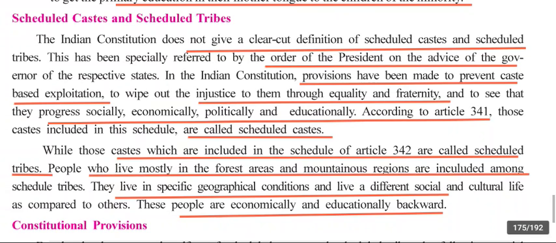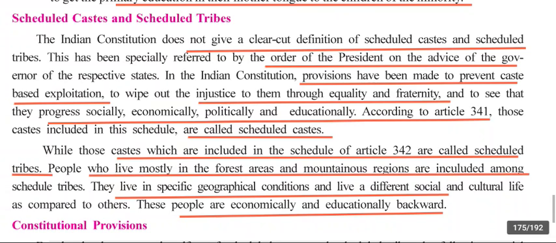Similarly, those castes which are included in the schedule of Article 342. So in Article 342, if your community is a part of this article, then you are called scheduled tribe. So for scheduled caste, we have Article 341, and for scheduled tribe, we have Article 342. The people who live mostly in the forest areas and mountainous regions are included among scheduled tribes. So scheduled castes are basically, or usually, economically backward or socially backward communities. So for the purpose of giving them equality, they are included in the scheduled castes.